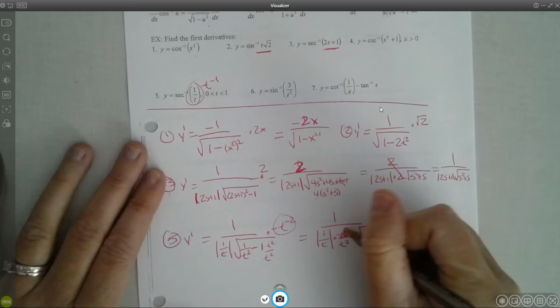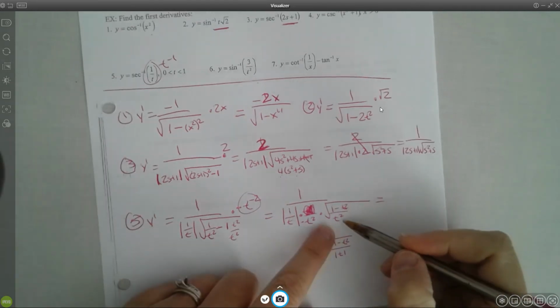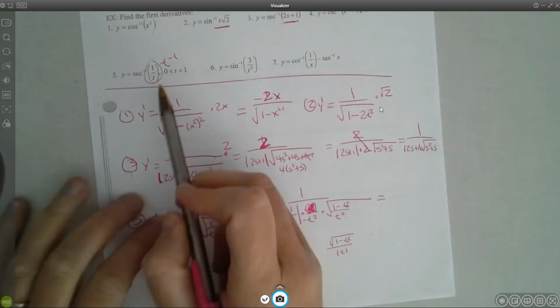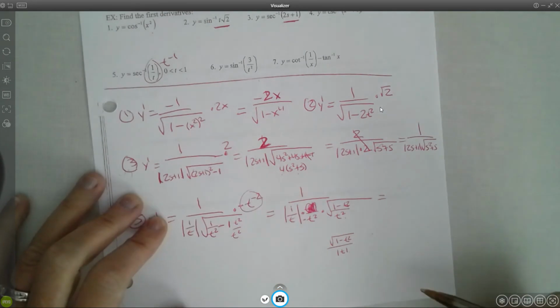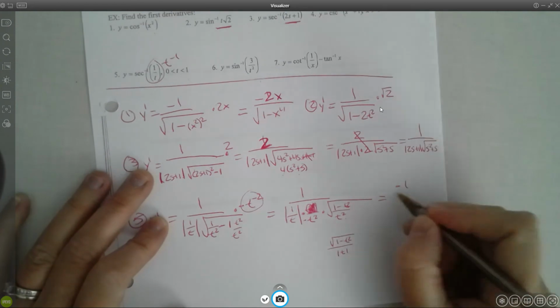So this becomes 1 minus t squared over absolute value of t, because when you square root a t squared, you get absolute value of t out. Now this tells me that my t is positive, so technically I could drop all the absolute values, but I'm just going to show you in case you couldn't drop it if they forgot to tell you that. So we still have this negative here. I'm going to leave it on top.